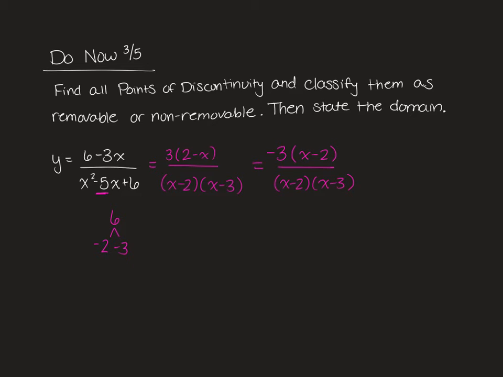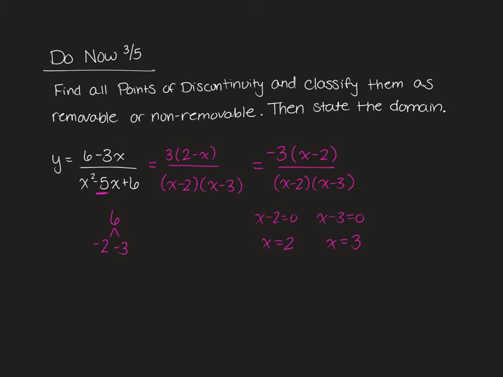And then we set our denominators equal to 0. So we have x minus 2 equals 0 and x minus 3 equals 0. So we will get x equals 2 and x equals 3. So these are our points of discontinuity. Now we have to state, are they removable or non-removable?